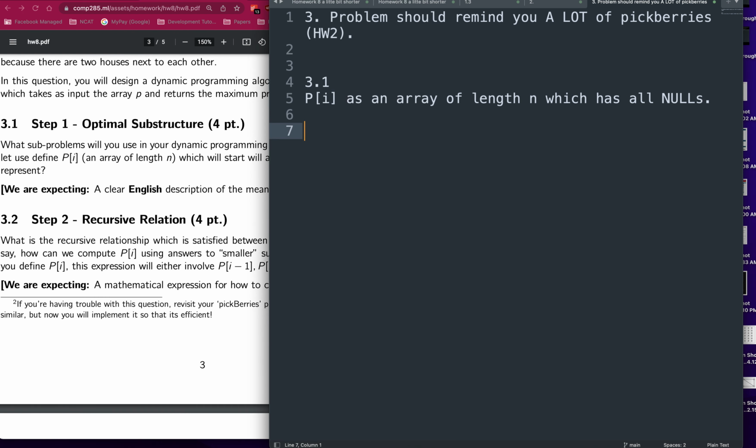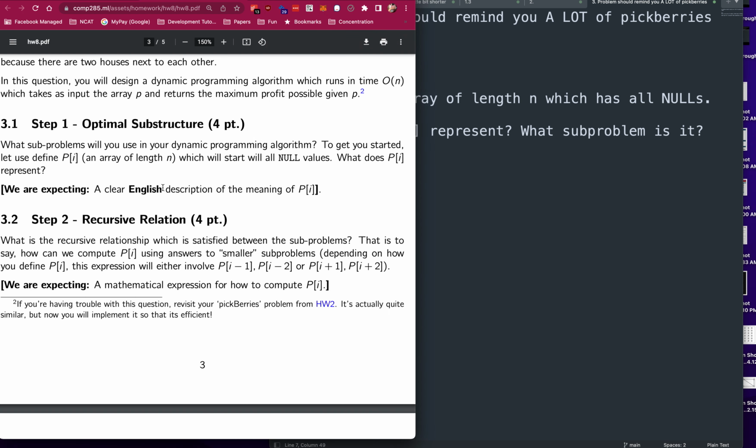Now the question is, what does P[i] represent? What subproblem is it? Okay. So again, I encourage you to pause the video, think about this, see if you can figure it out. It should be a smaller problem than the original problem, but it should be something where the answer to the original problem can be solved once you have all of the P[i]s. So once you know the answer for every single P[i], every value in the array, then that should help you figure out the answer to the original problem.